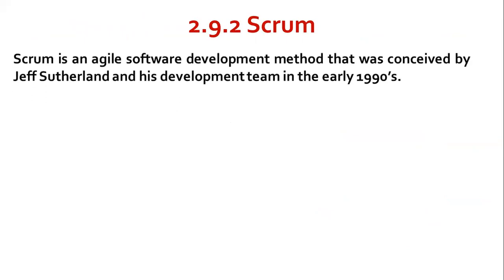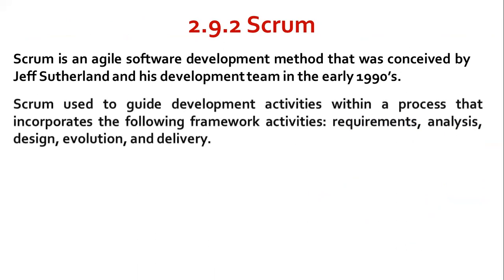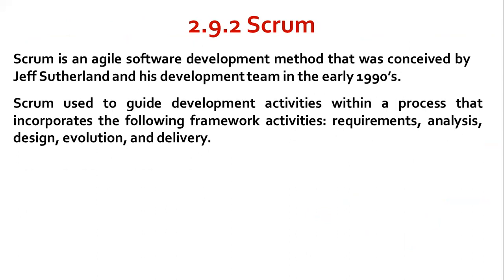Coming to the second one, that is Scrum. Scrum is an Agile software development method that was conceived by Jeff Sutherland and his development team in the early 1990s. The Scrum principles are consistent with the Agile Manifesto and are used to guide development activities within a process that incorporates the following framework activities: requirements, analysis, design, evolution, and delivery.